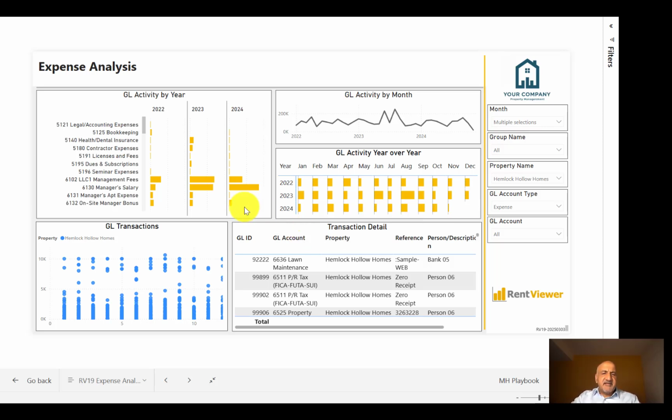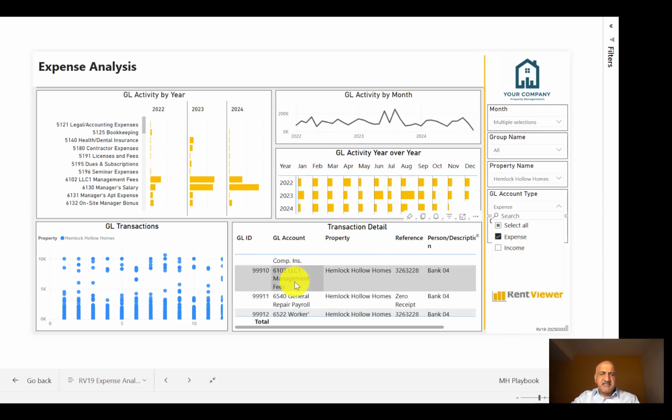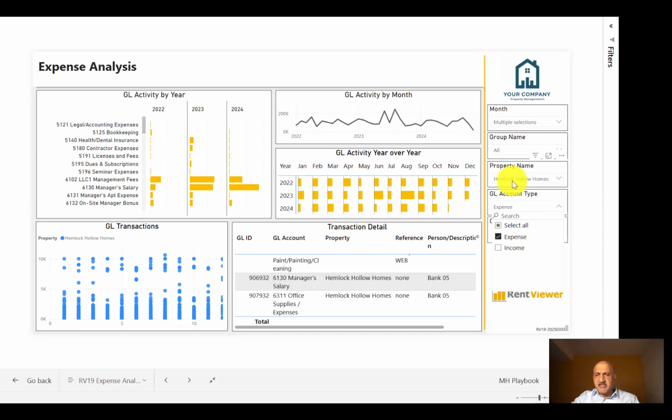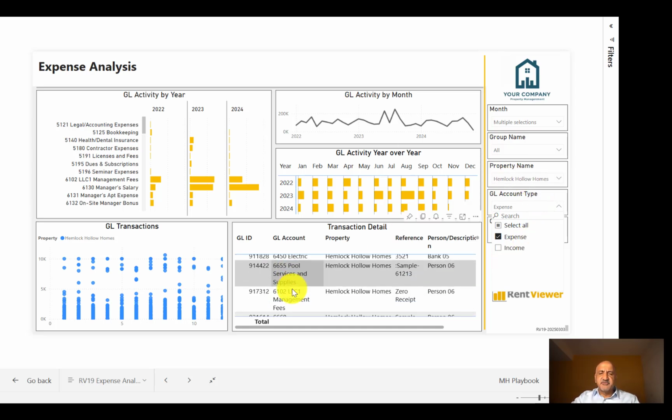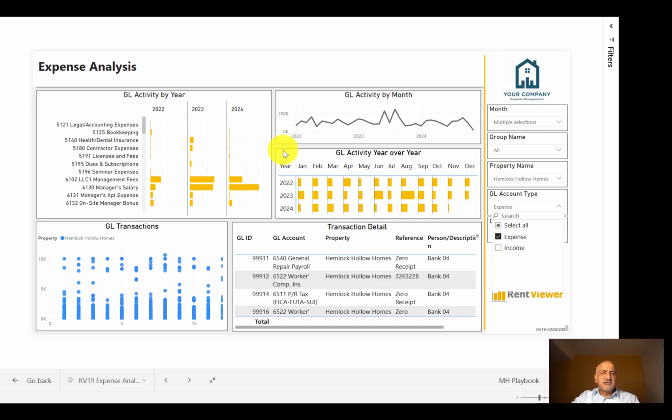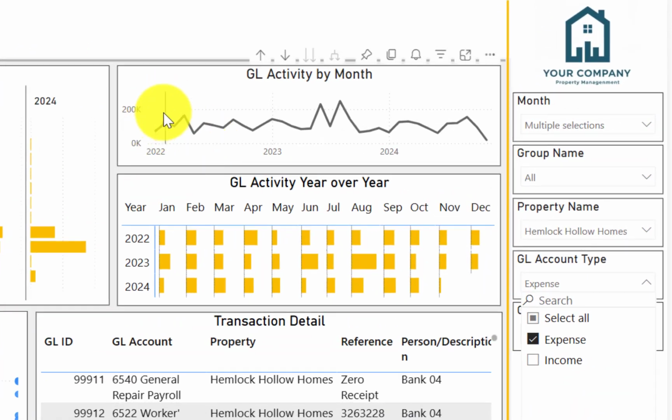In the RentViewer catalog, this one is called RV19, expense analysis. And so here I'll just focus on the expense transactions from the general ledger. And over here, every individual expenditure for the selected property is visible to me. And I can also visualize these items over here, and I can see what the trend has been over the years. This has been the overall trend.